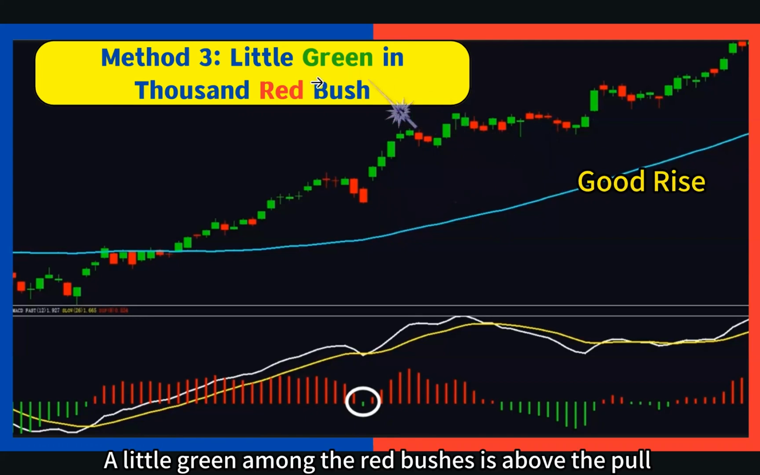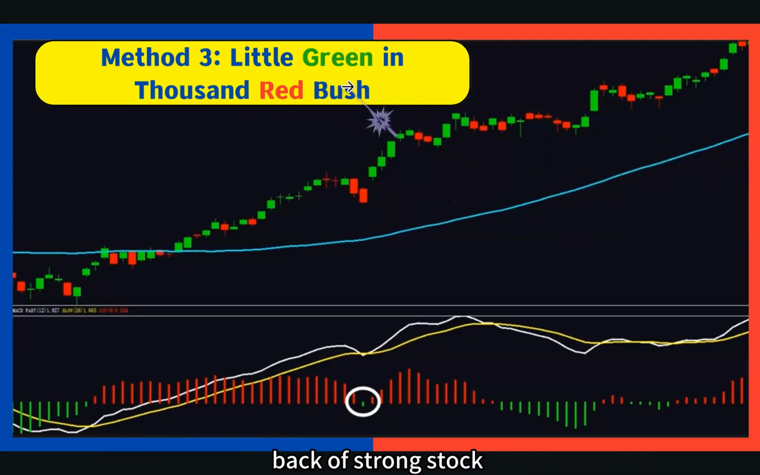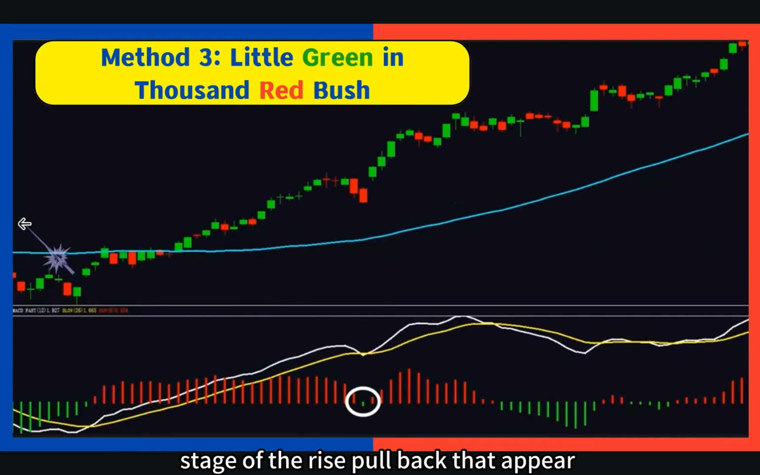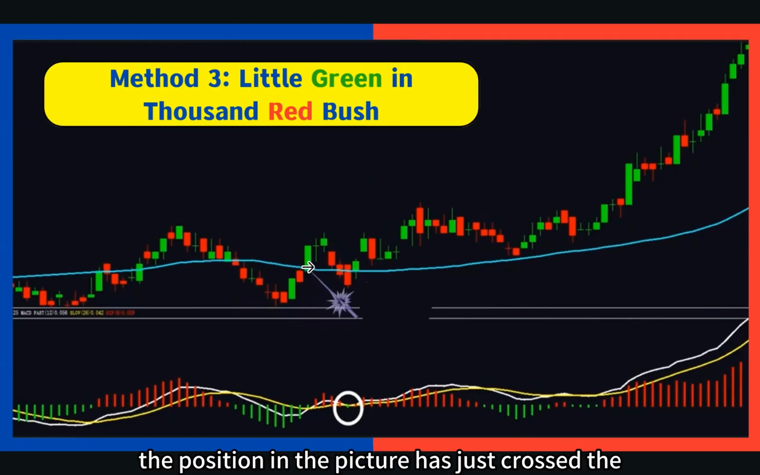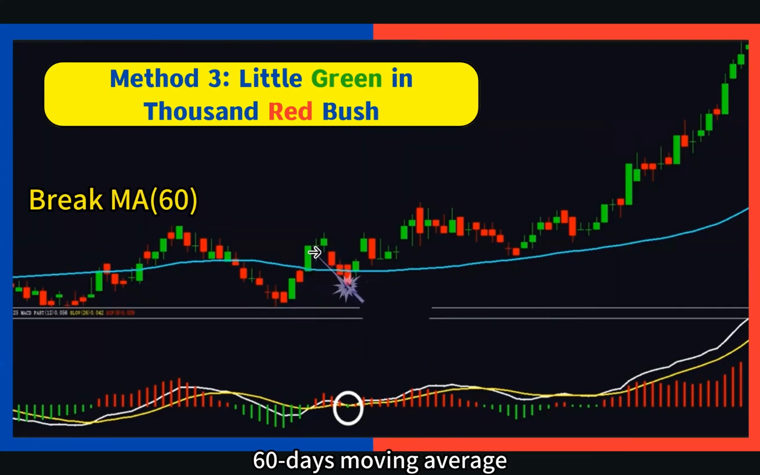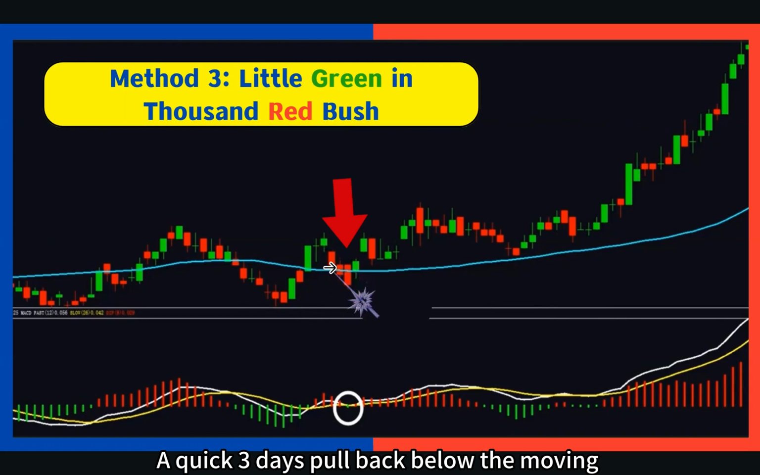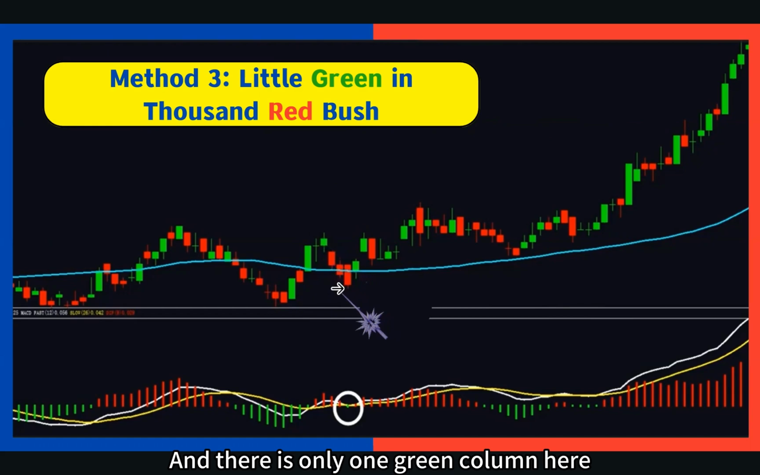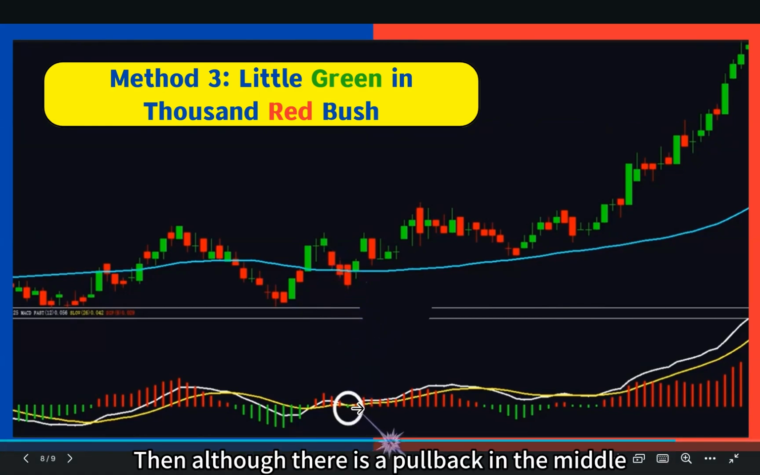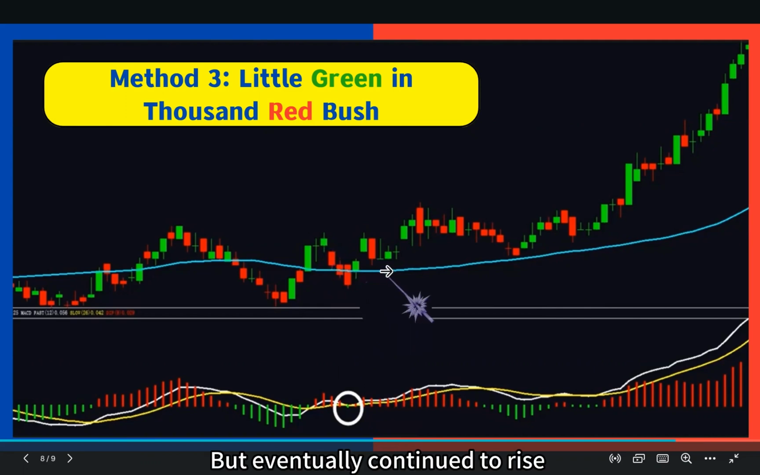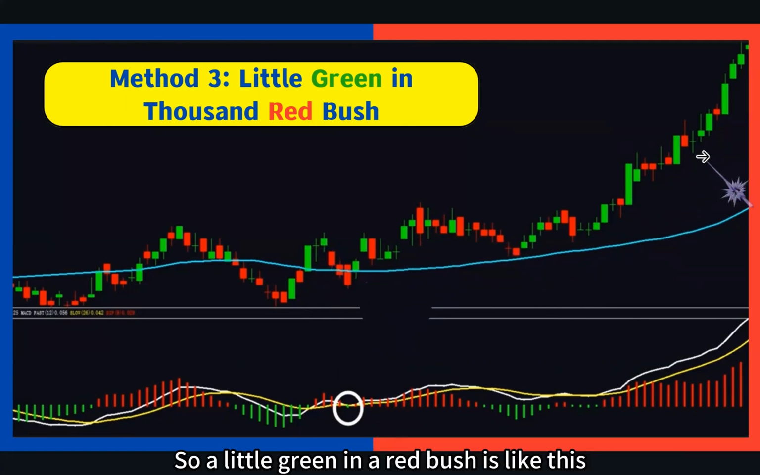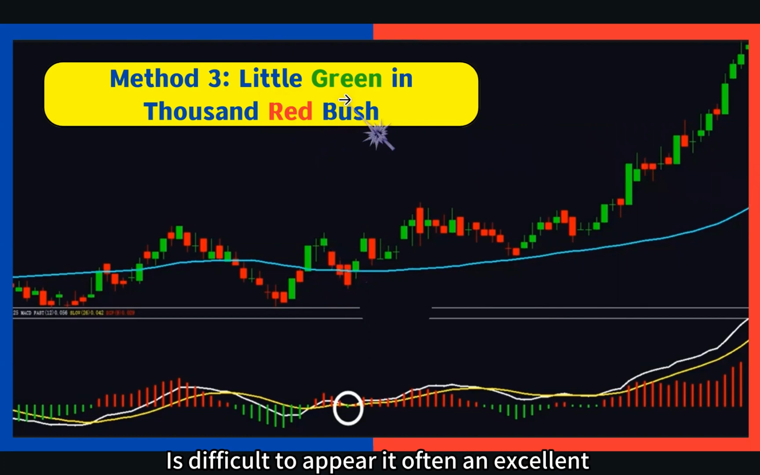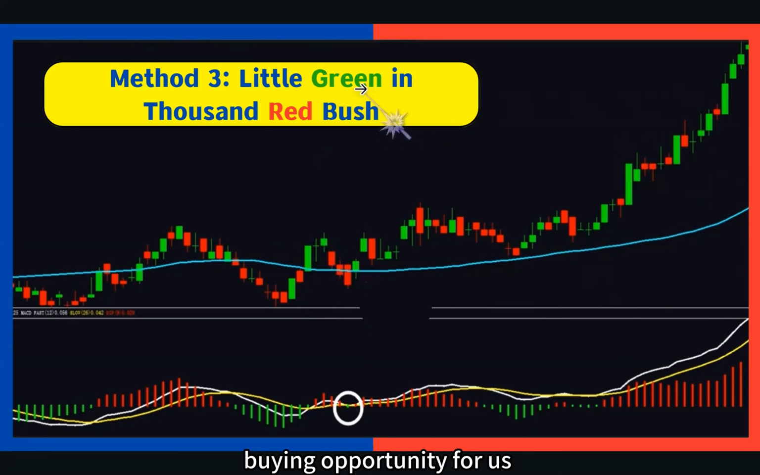A little green among the red bushes, above the pullback of a strong stock, is more suitable to help us catch the reversal buying point after a sudden fall. Sometimes it will also appear in the early stage of the rise. For example, the position in the picture has just crossed the 60 days moving average. A quick 3 days pullback below the moving average, immediately there was a gold cross and there is only one green column here, followed by red columns. Although there is a pullback in the middle, it eventually continues to rise. So a little green in the red bushes is like this. It's difficult to spot, often an excellent buying opportunity for us.